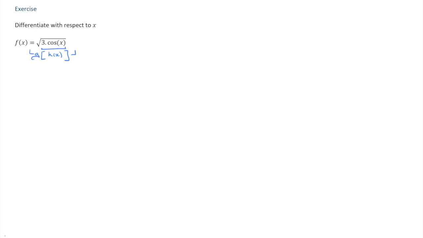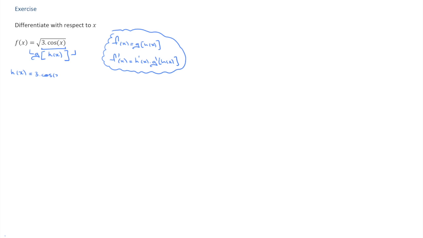Now one final time, let's remind ourselves that if f of x equals g of h of x, then the derivative f dash of x equals h dash of x times g dash of h of x. And again, we box this result very quickly here. There we go. Now, since h of x equals 3 cosine of x, the derivative of this would be h dash of x, which equals negative 3 sine of x.